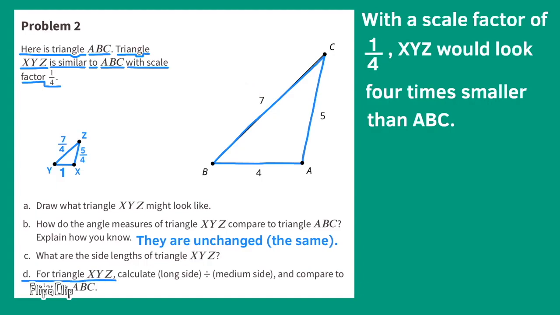D. For triangle XYZ, calculate long side divided by medium side and compare to triangle ABC. 7/4 divided by 5/4 is equal to 7 divided by 5. The result is the same, or the result is equal.